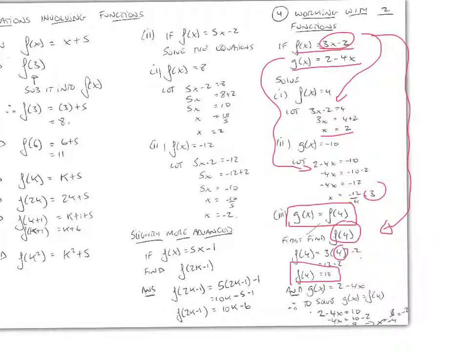And g of x from above is equal to 2 minus 4x. So now what we're actually solving is g of x is equal to f of 4. That's what we're looking to solve. G of x is 2 minus 4x. That's all equal to 10, which we found earlier here. So if we solve that, you'll get x is equal to minus 2.